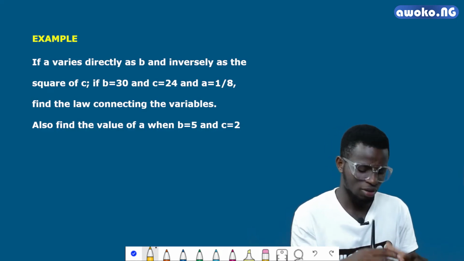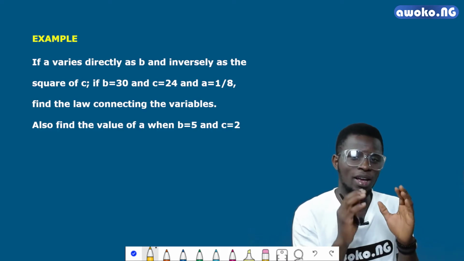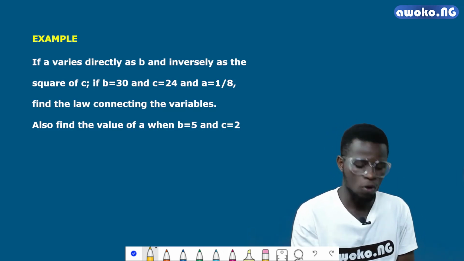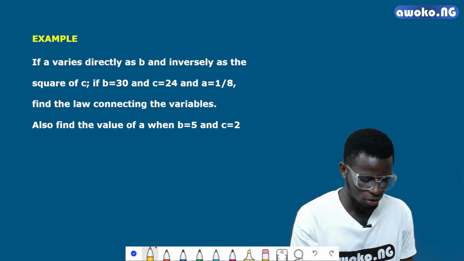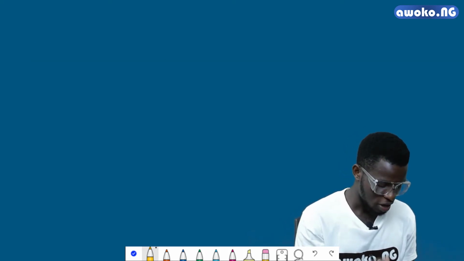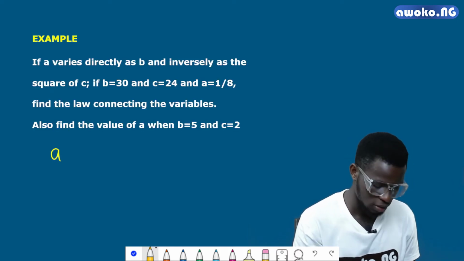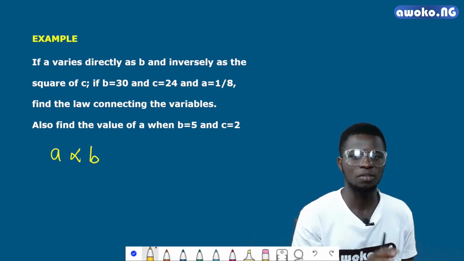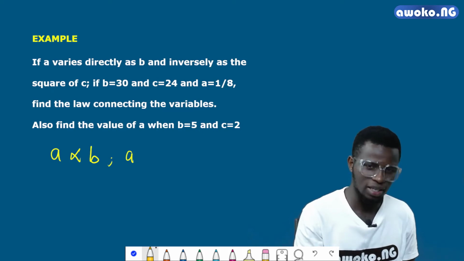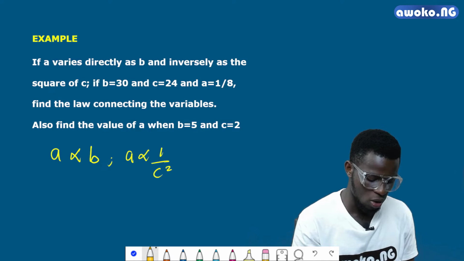We can just spare ourselves this bogus question by bringing out the mathematical expression for this particular problem. And to do that, let us go over to the problem solving approach. We were told that A varies directly as B. That is the first statement. And A also varies inversely as the square of C.